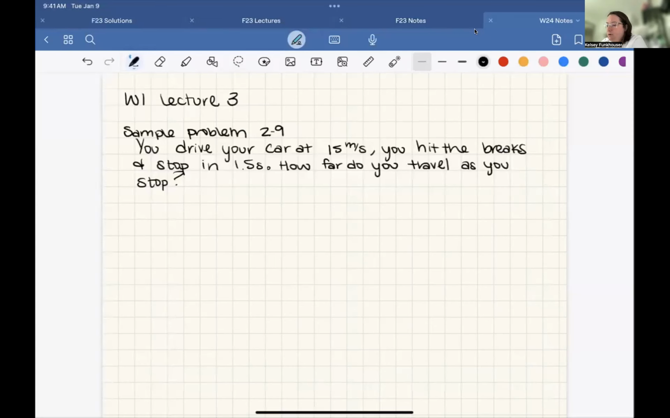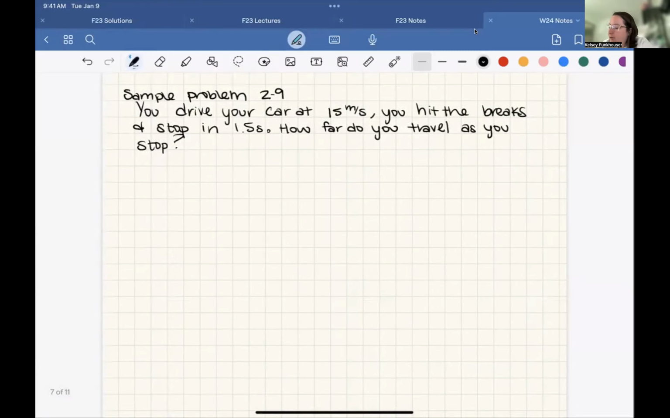Okay, so this is sample problem 2-9 in the textbook. The problem is you drive your car at 15 meters per second, you hit the brakes and stop in 1.5 seconds. How far do you travel as you stop?